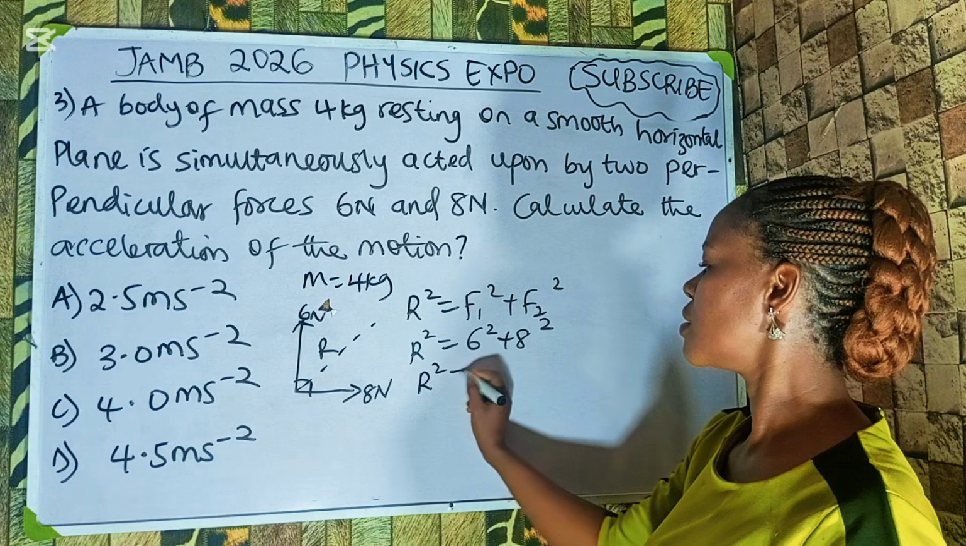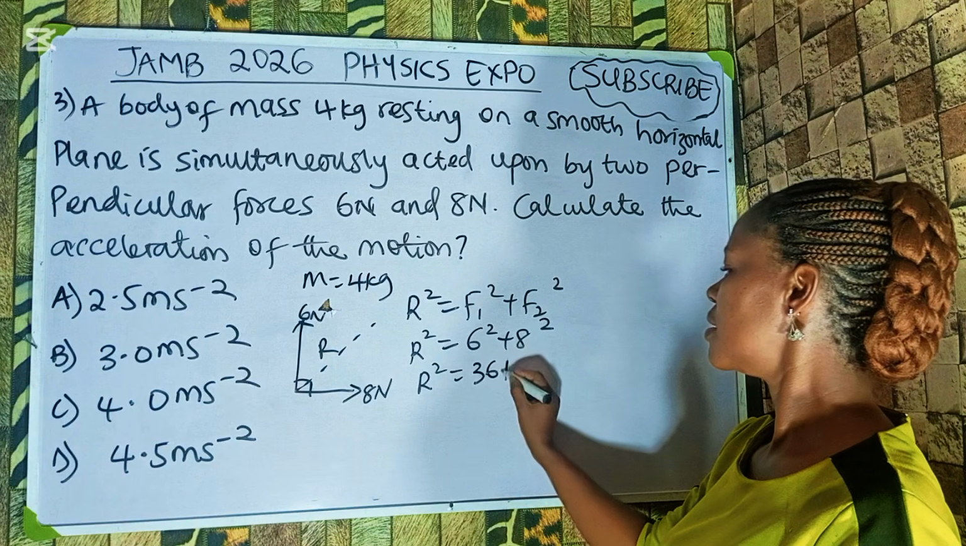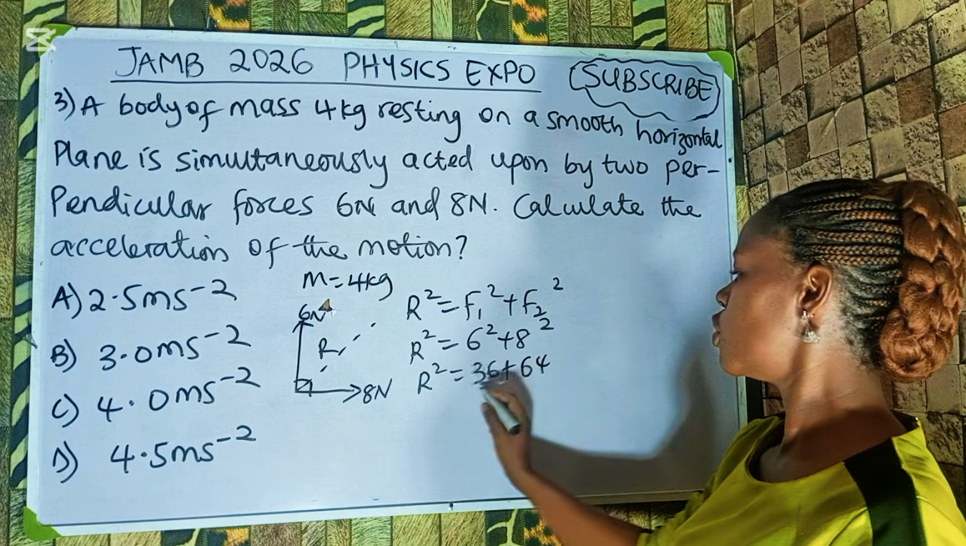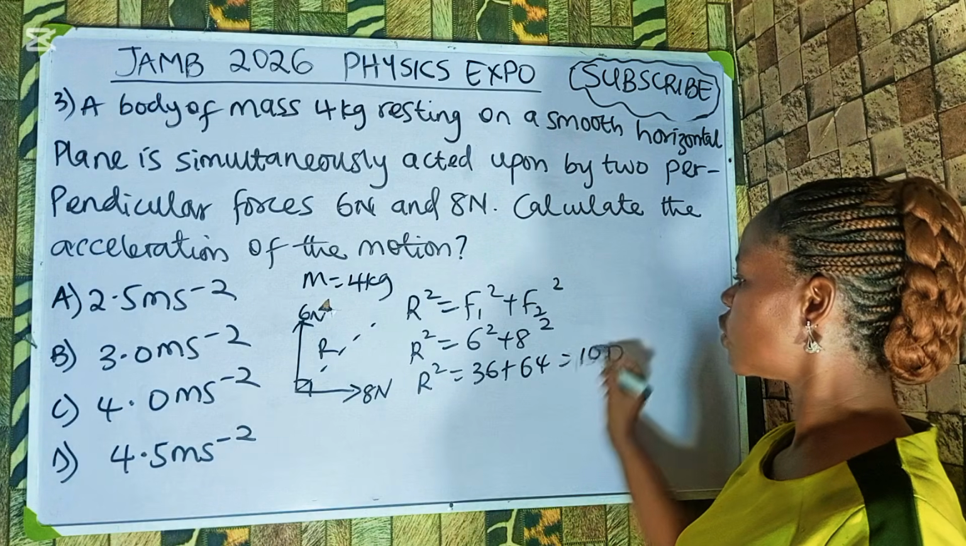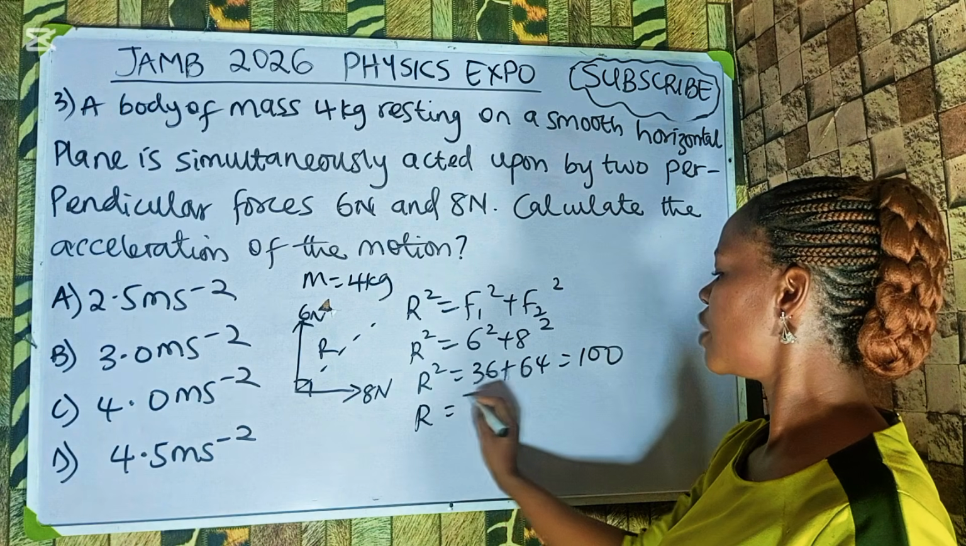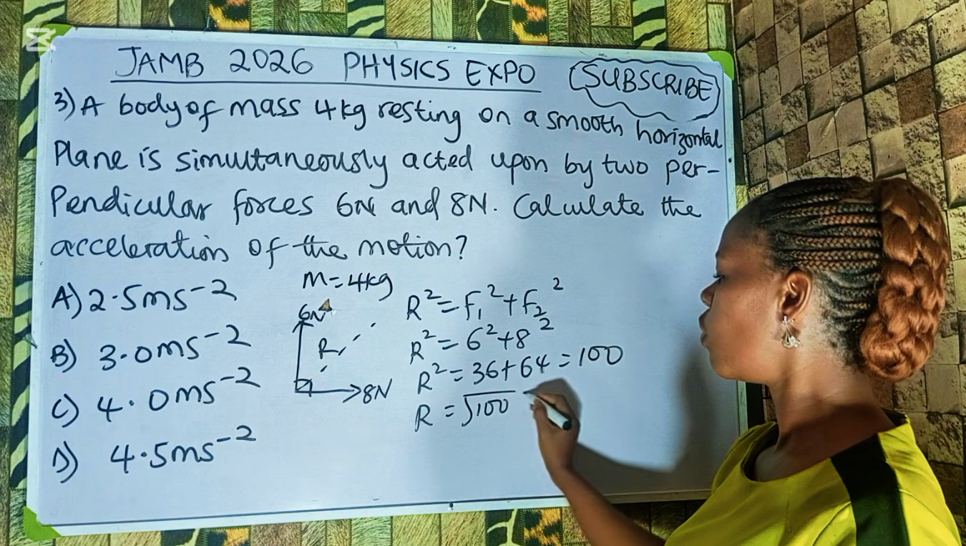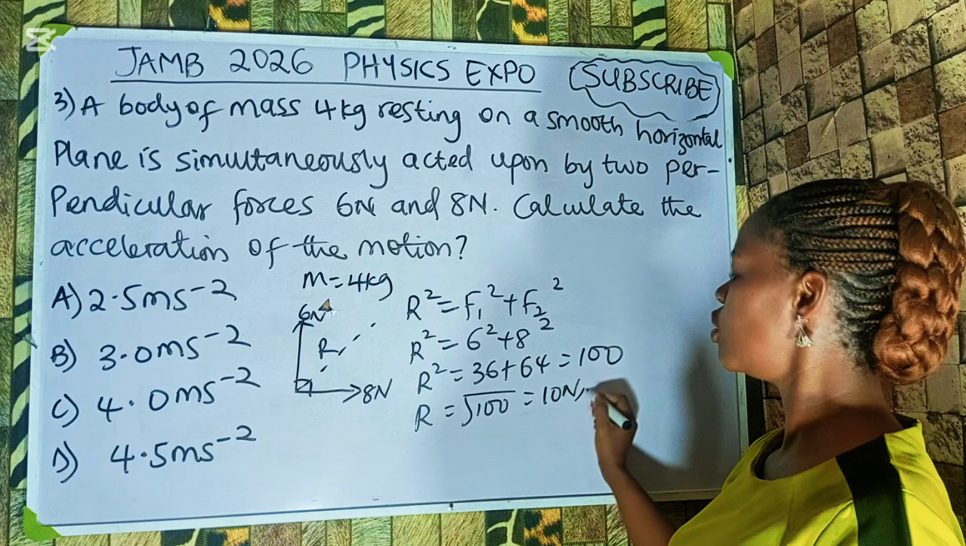R square is equals to 36 plus 64, which will give me what? 100. Then R, you say root of 100. What do I have? I have 10 Newton, right?